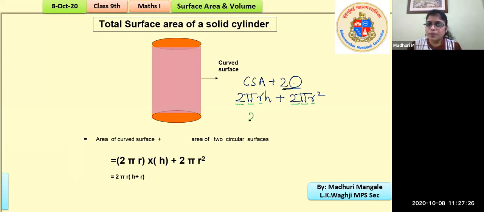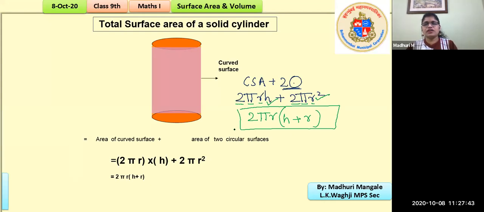2 pi and 1 r. So we are going to pull out 2 pi r. What remains? We are left with h and 1 r. So that gives us h plus r. That makes the formula for total surface area of a cylinder. That is 2 pi r (r plus h), or (h plus r). It's one and the same thing. Okay, students. Next.